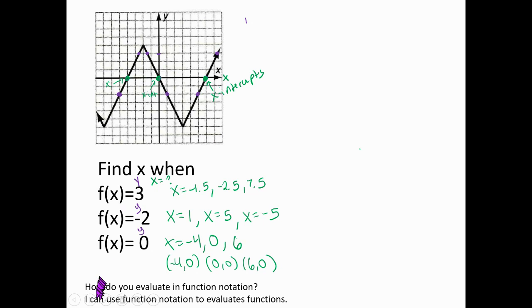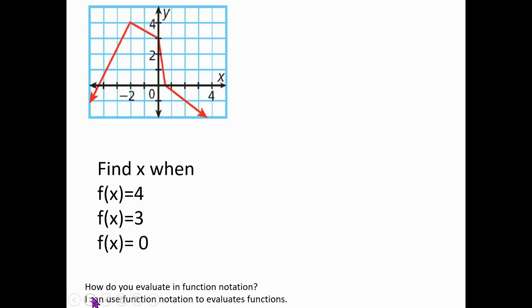All right, so the next slide, I want you guys to go ahead and try that one yourself. Notice the graph looks similar. The difference is what it's asking you. When y is 4, what is our x? When y is 3, what is our x? When y is 0, what is our x? And remember, you can just approximate it. You don't have to be completely accurate. Just try and find about where it's at.